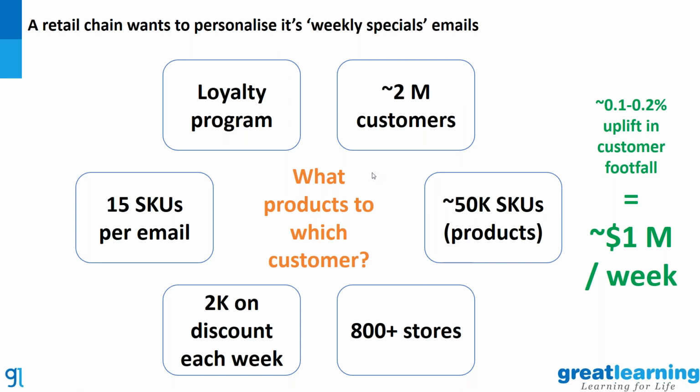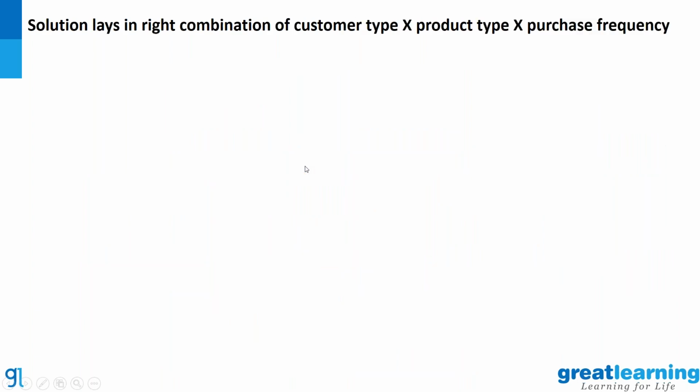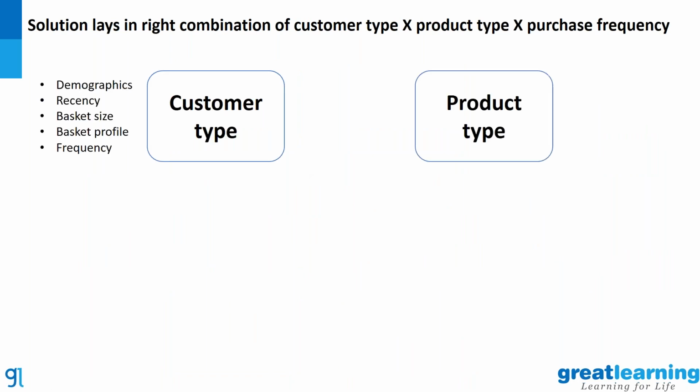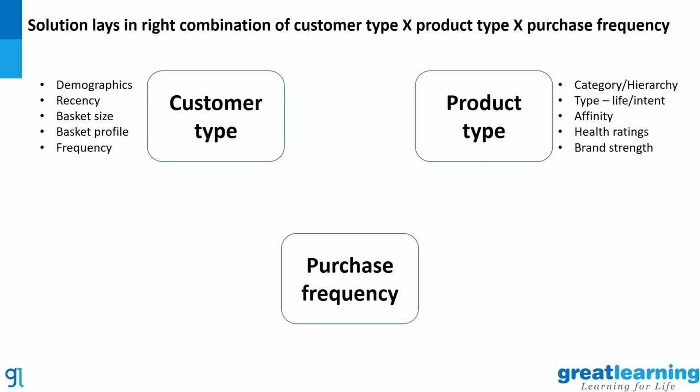All right. If you think of this problem, there are three components here, and the solution lies in finding the right combination of those three things. The first is customer type: what kind of customer is this email going to? Product type: what kind of products does that customer want? And third is purchase frequency, which is about the inter-purchase interval: how quickly does the customer buy the product? I'll delve into each of those in slightly more detail.